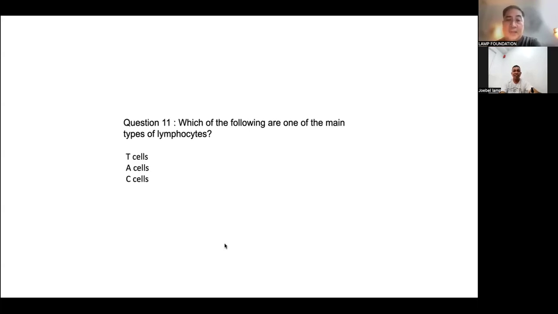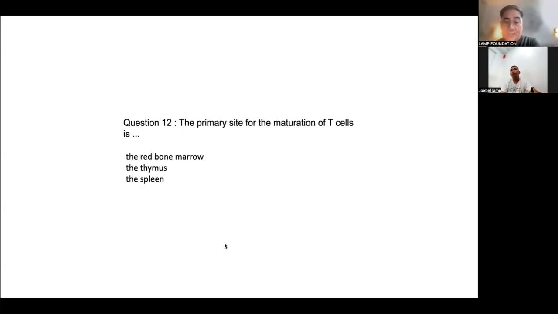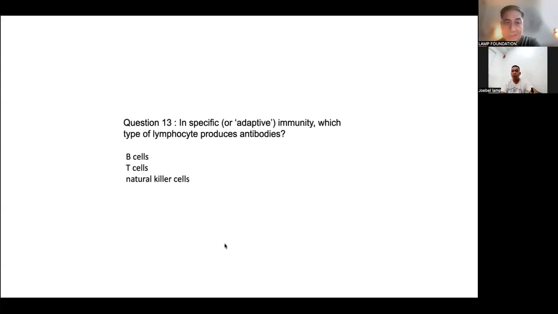Which of the following are one of the main types of lymphocytes? The T cells. The primary site for the maturation of T cells is the thymus, that's why it's called T. In specific or adaptive immunity, which type of lymphocyte produces antibodies?